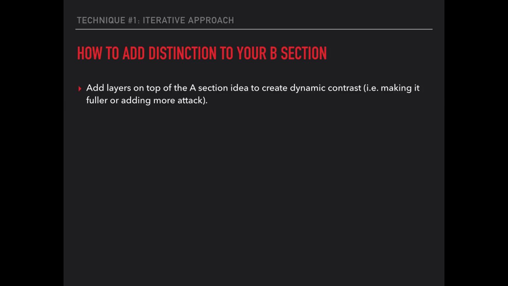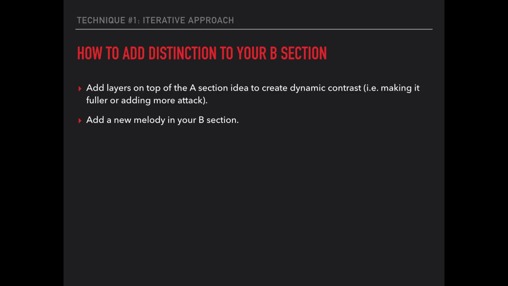So the first technique is to add layers on top of your main A section idea in order to create dynamic contrast. For example, let's say you've got a chord progression in your A section and you play it in the B section. You could use that same exact MIDI and add different layers on top of that idea in order to create some contrast. The most obvious one would be to add elements that make it fuller, but you could also do other things such as introducing a pluck layer that plays with the attack. In my track, I had more of a muted chord progression used in the verse, and then in the chorus, I added a much brighter and fuller chord progression that just gave that section some additional energy.